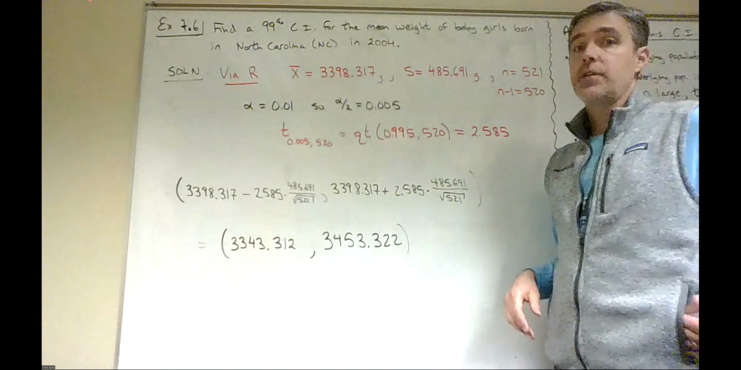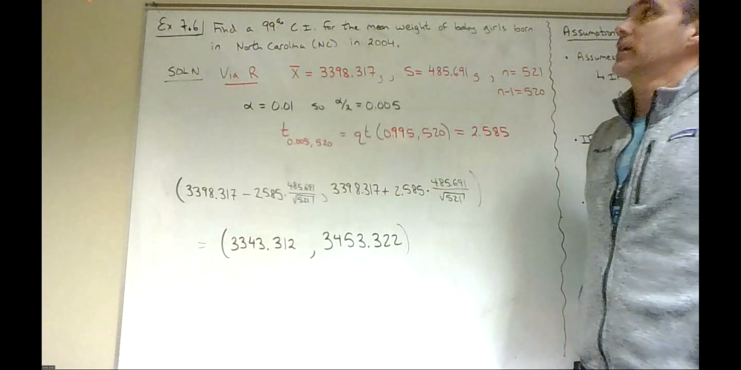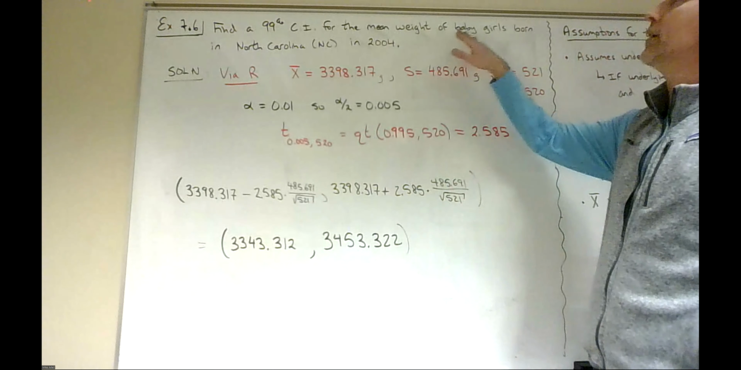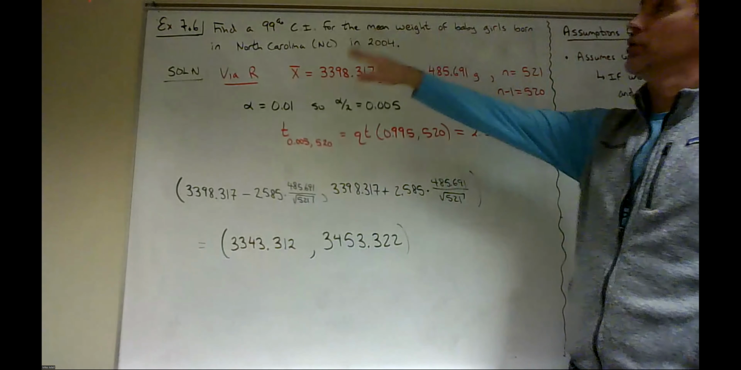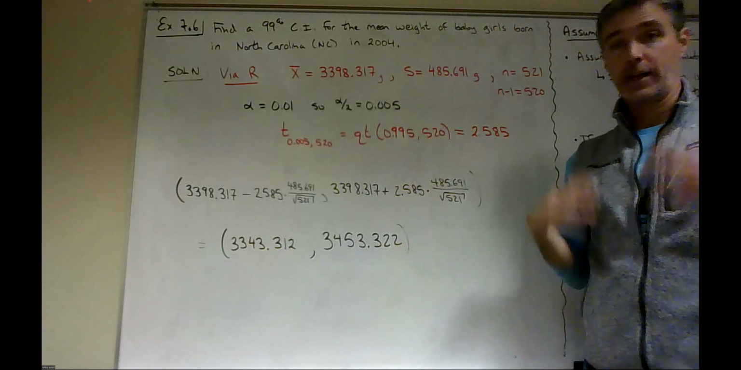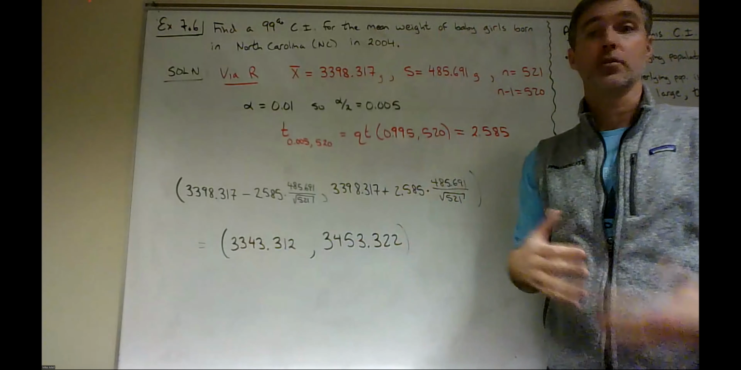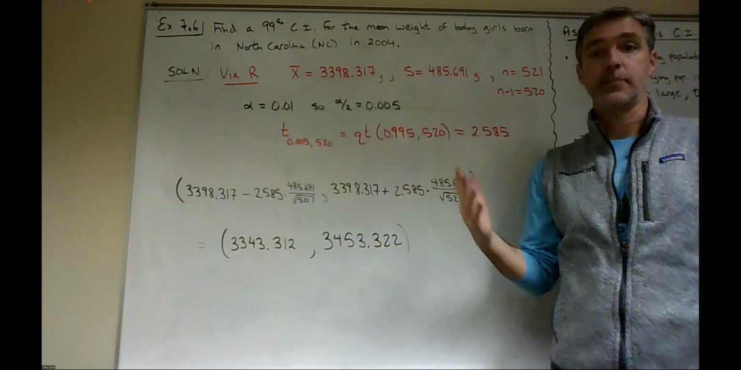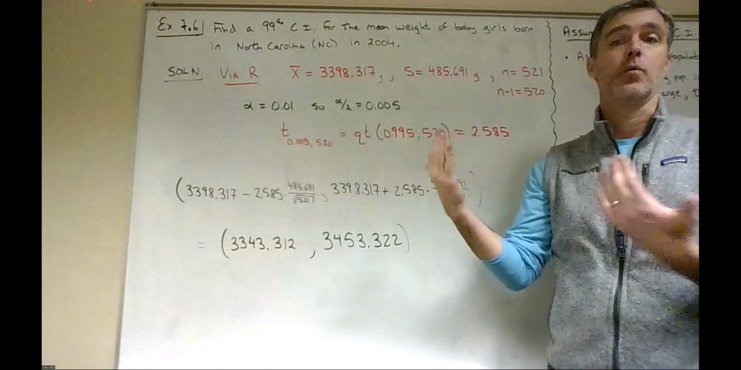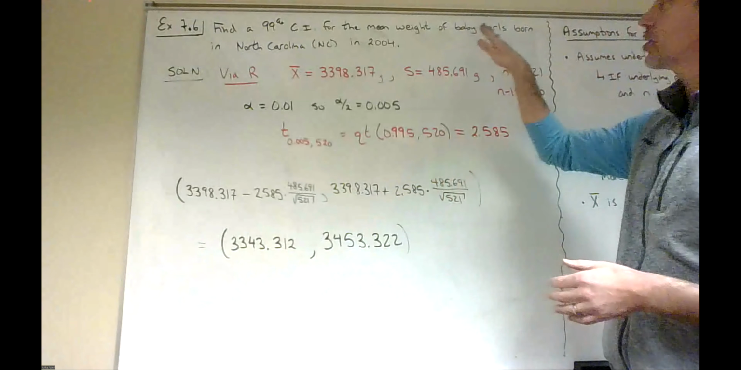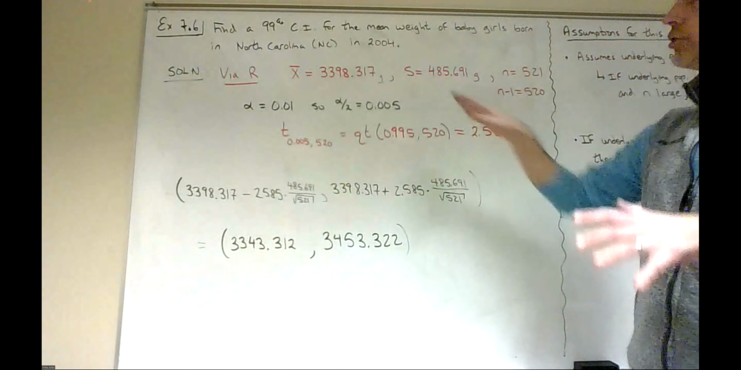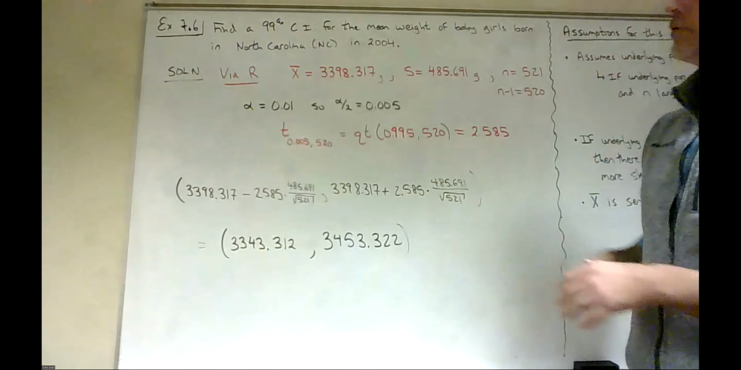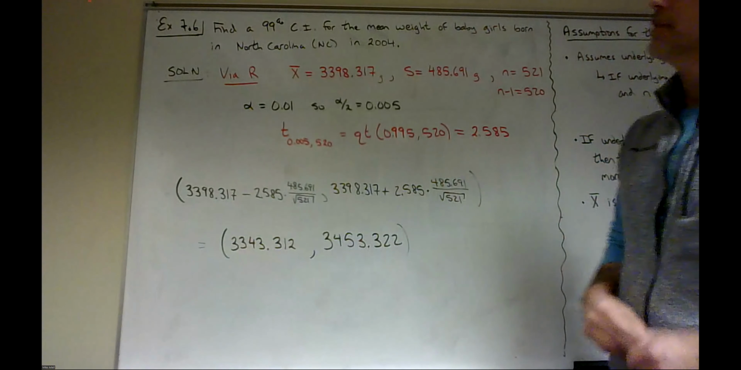All right, so now I'm looking for a 99% confidence interval for the mean weight of baby girls born in North Carolina in 2004. So we've got that NC Births 2004 data set that contained a random sample of babies born in North Carolina in 2004 and lists their weights amongst other things. So now we're just going to look at the girls in that list. And I'm going to do some of this via R, but let's just talk through it first and then go back to the R and see how I got it.